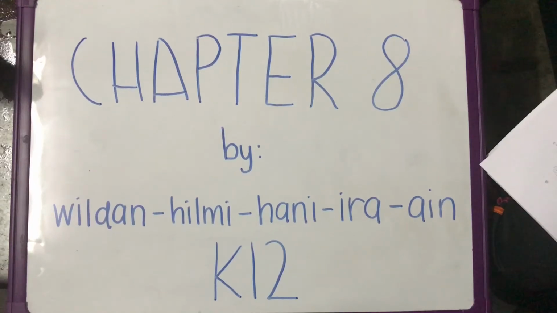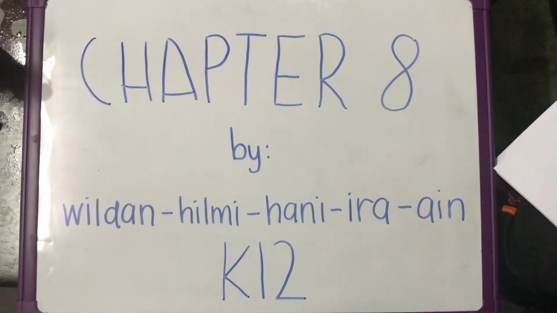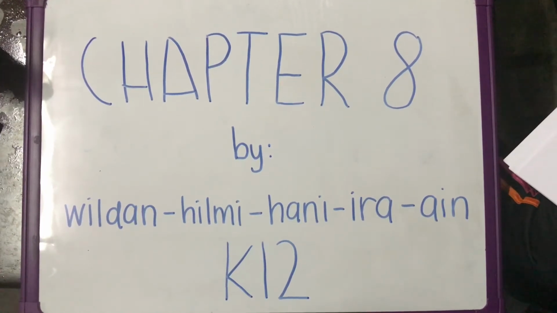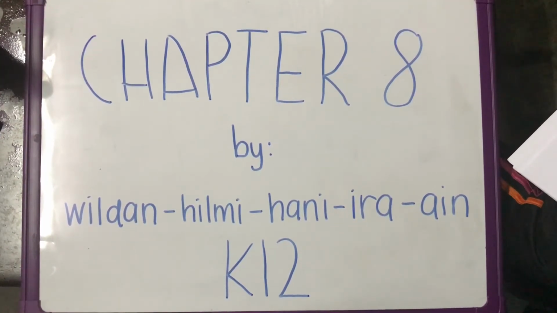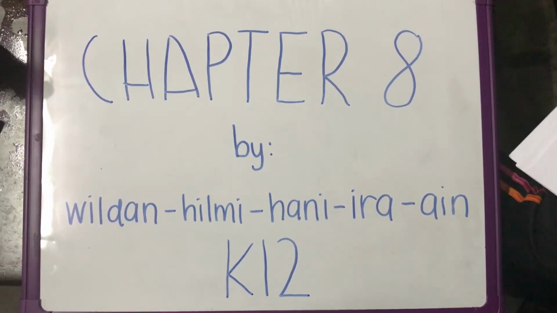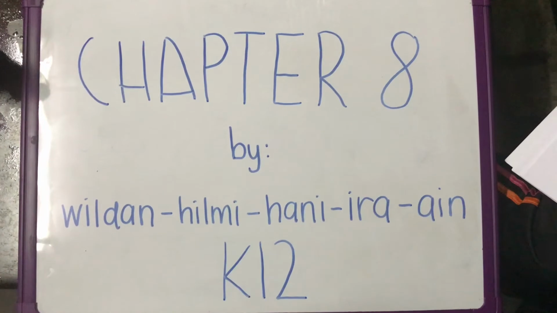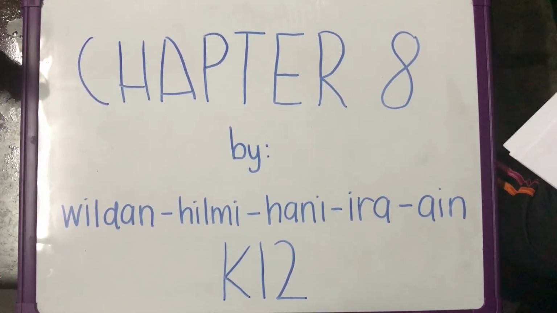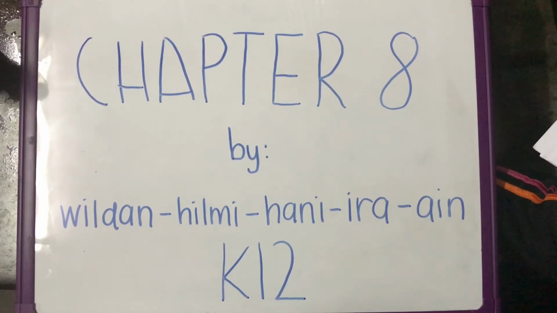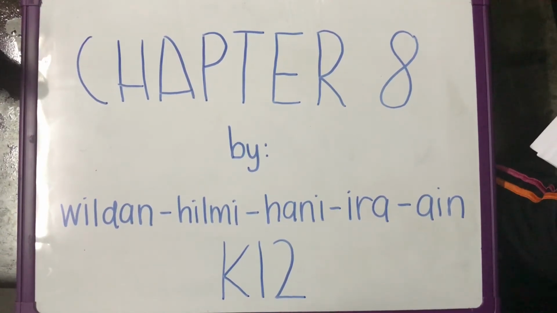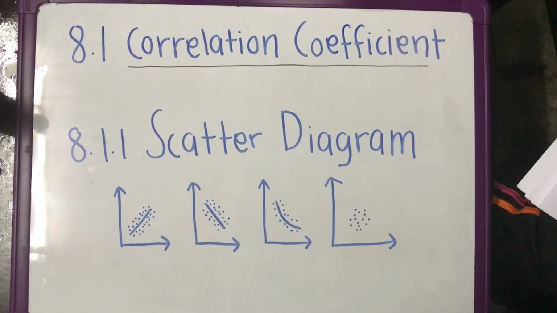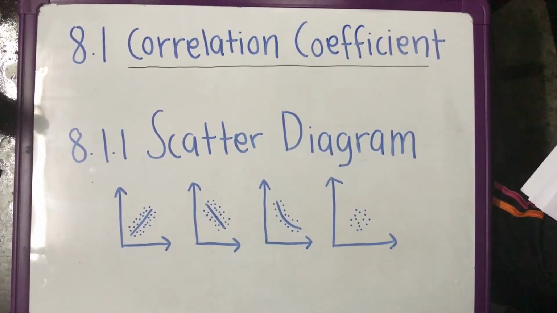Okay, so today we will teach you about chapter 8, correlation and regression. The correlation coefficient is a statistic which provides information on how strong the relationship between two variables is, while regression analysis is a statistical technique which can be used to obtain the equation relating the two variables. The scatter diagram is a graphical technique used to show the relationship between variables.